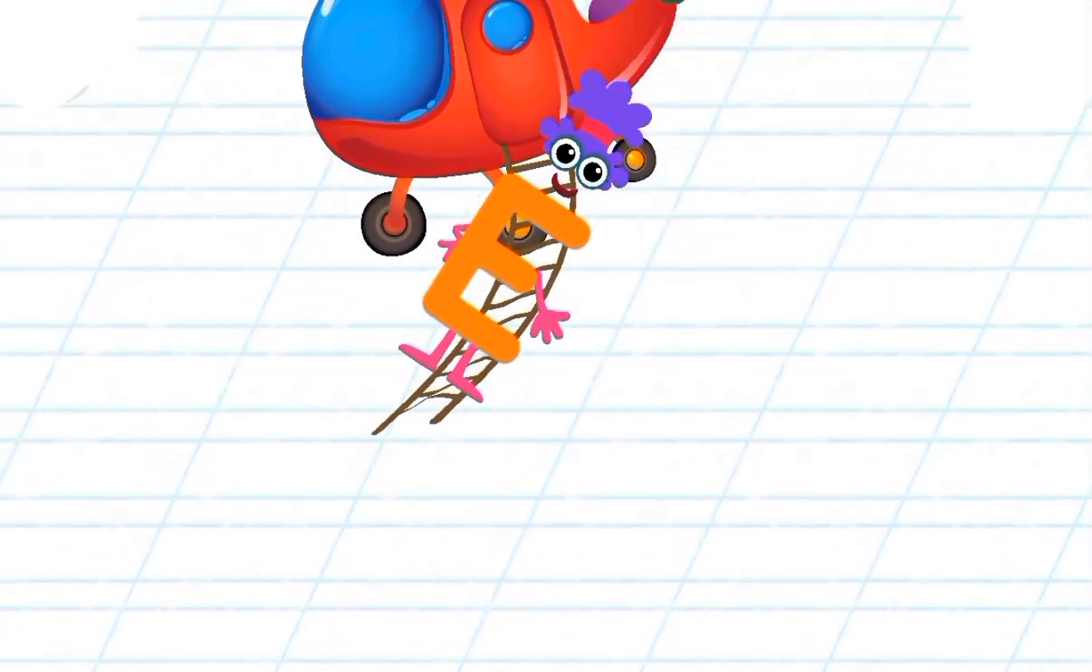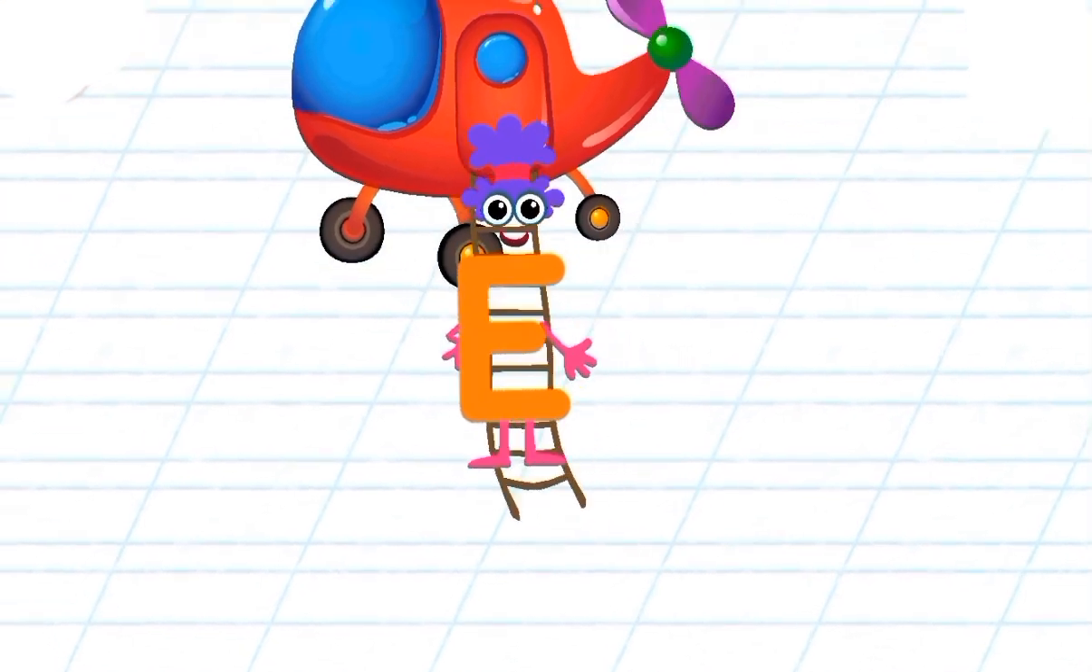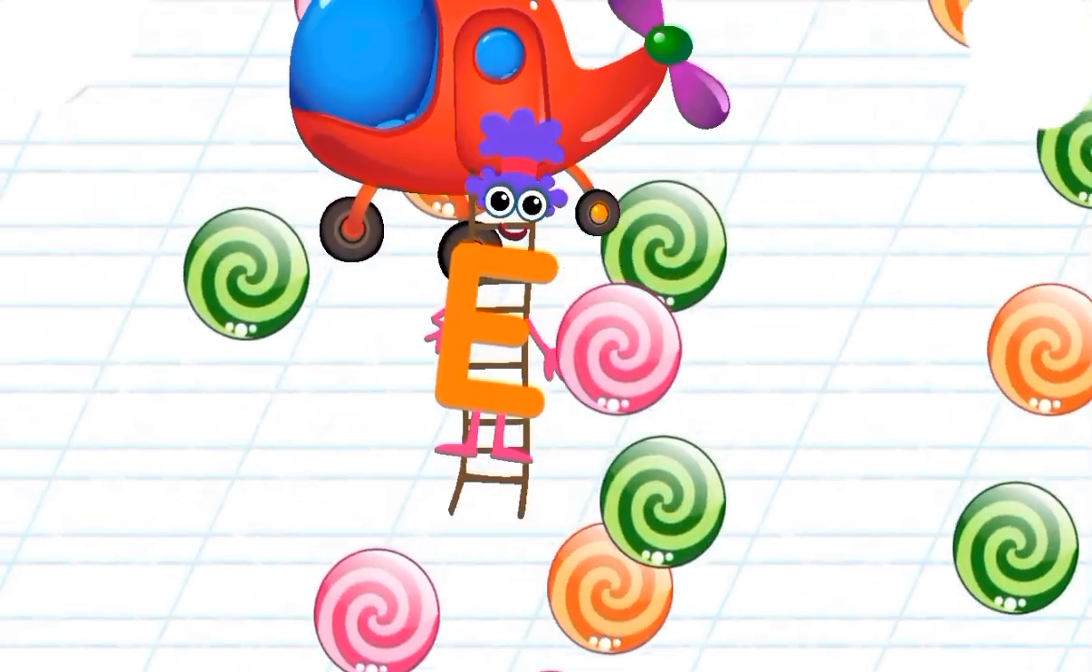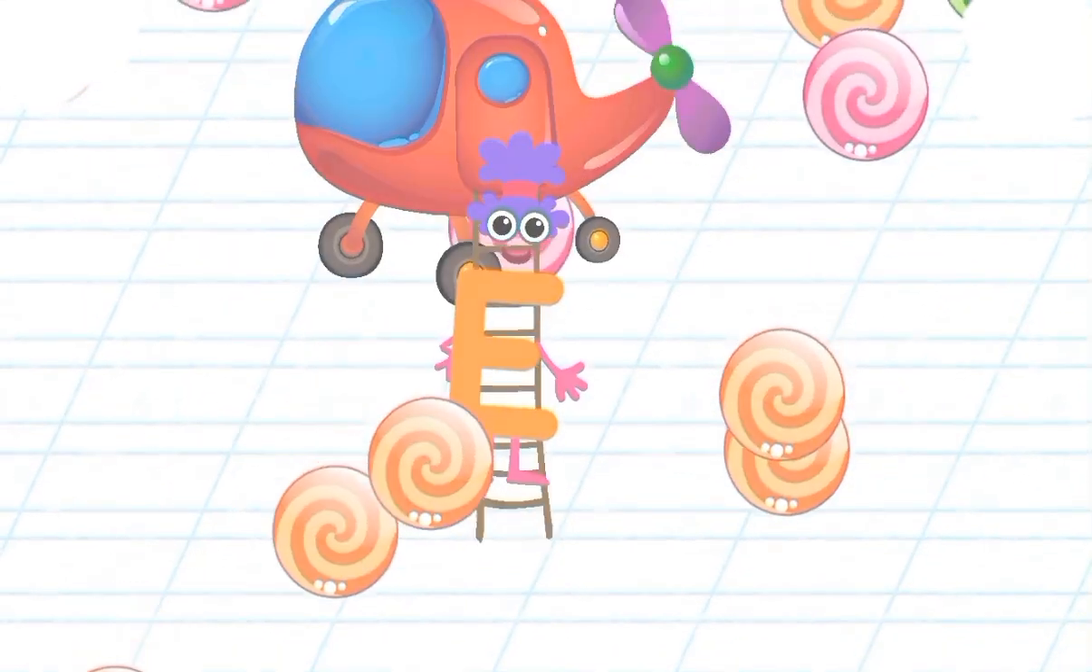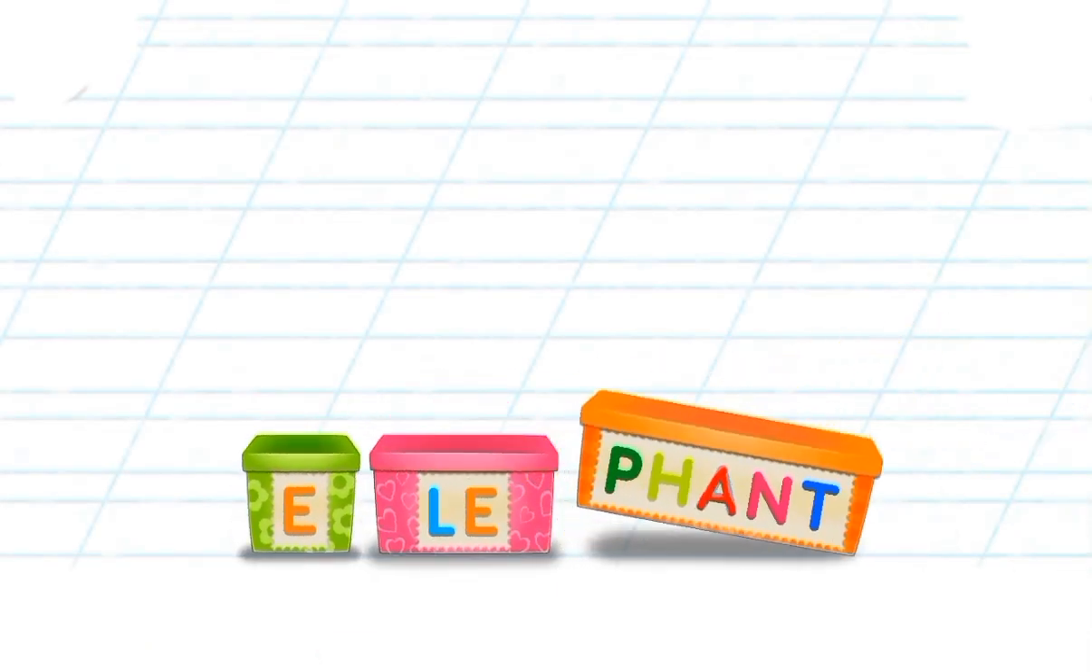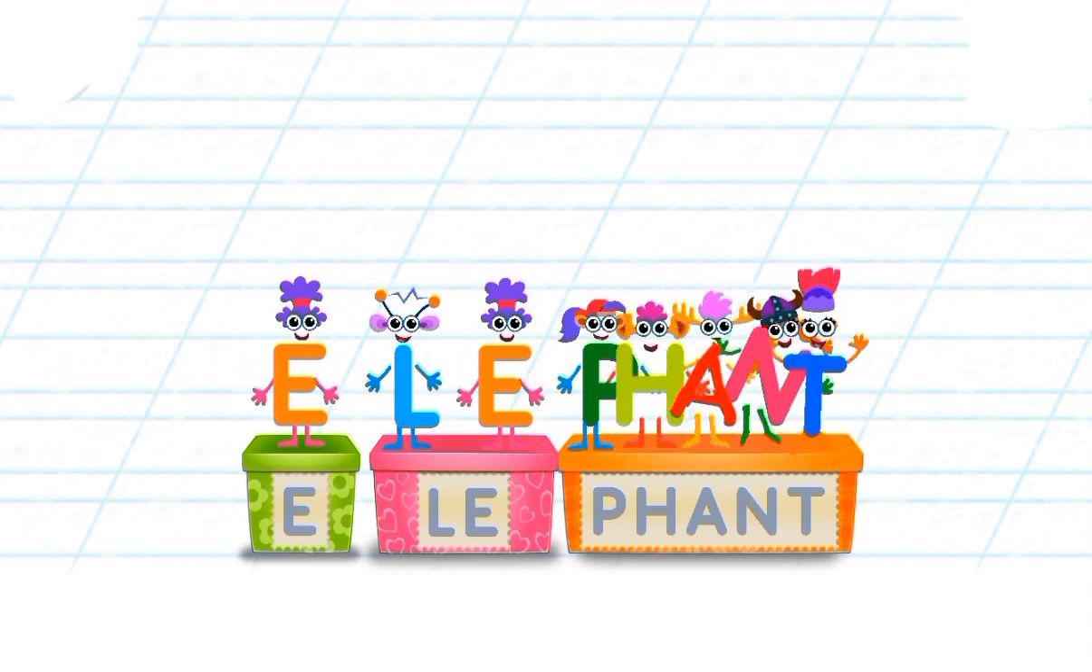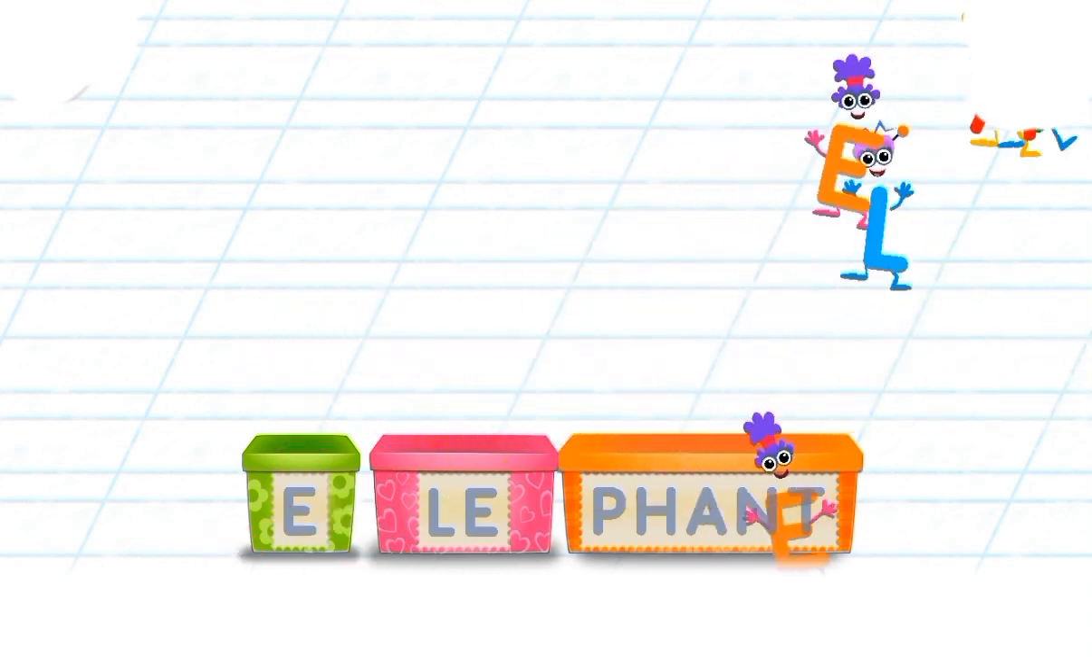Got to the helicopter. Ooh, what's this? Lots of alphabets.